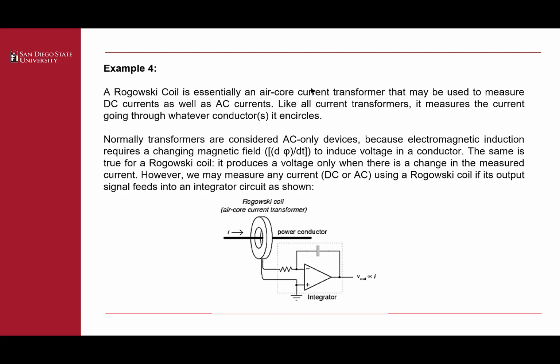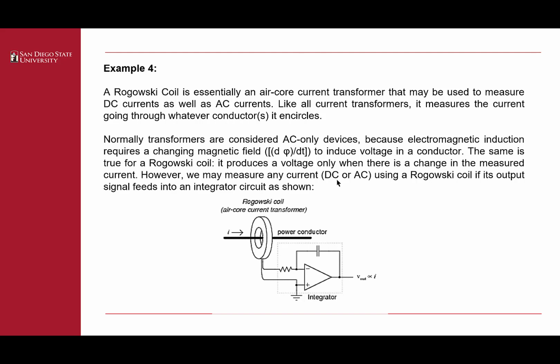to induce voltage in a conductor. The same is true for a Rogowski coil. It produces a voltage only when there is a change in the measured current. So if the current is constant, then it will not produce a voltage. But if the measured current changes, then it will produce a voltage as its output. However, we may measure any current, DC or AC, using a Rogowski coil if its output signal feeds into an integrator circuit as shown below.